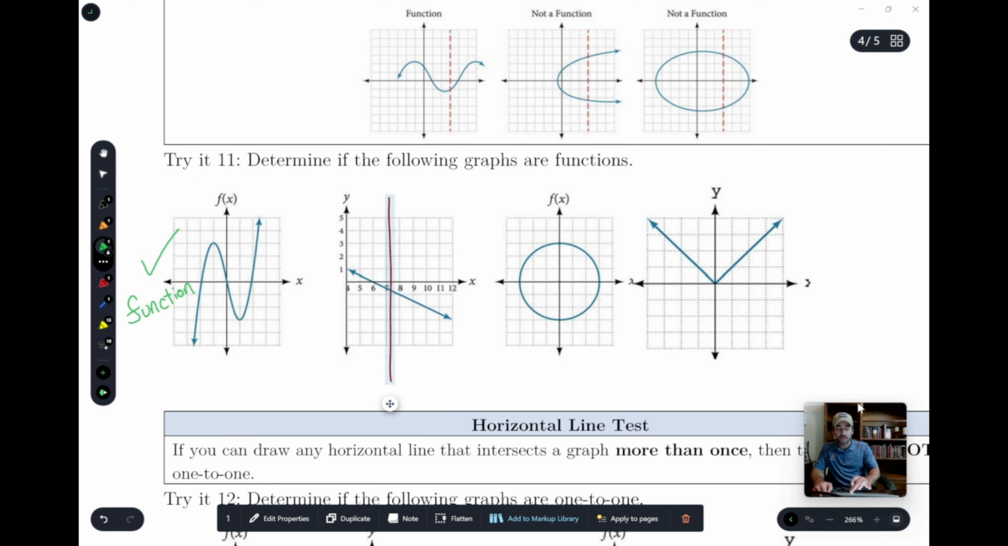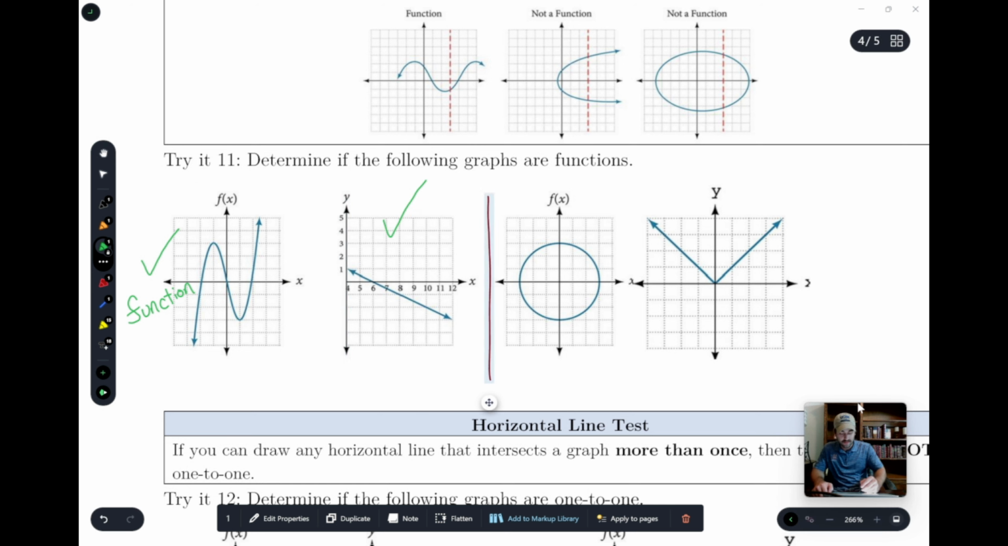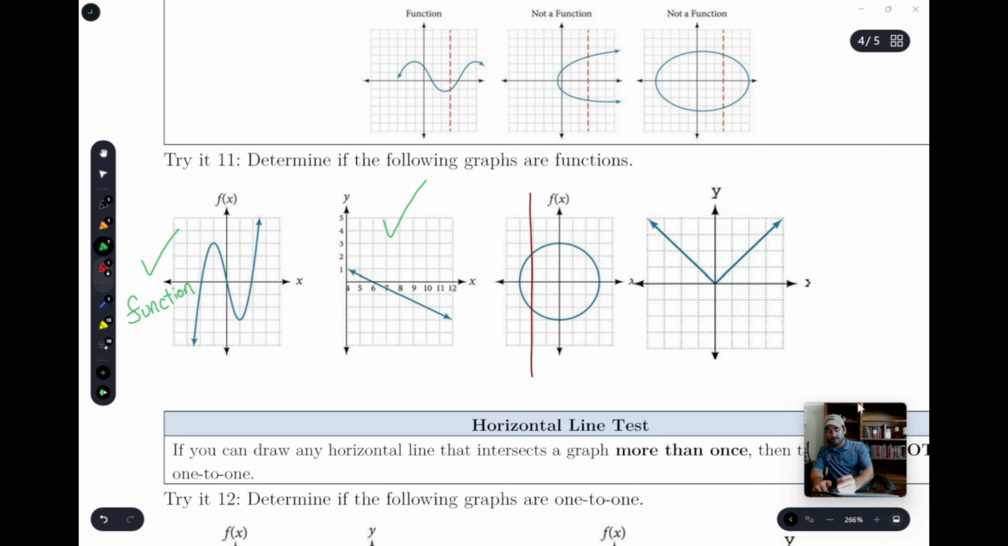Does it ever hit that blue line twice? Nope. So that one's also a function. Let's keep going. Does it ever hit, oh, right away. Does it ever hit that circle twice? It does, right there and right there. So we're going to say not a function.